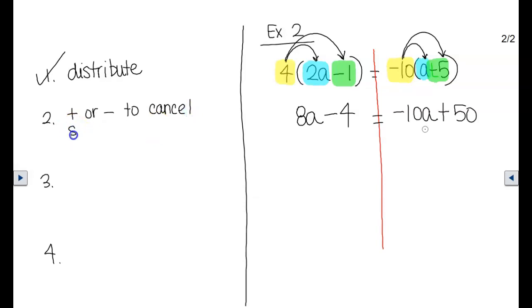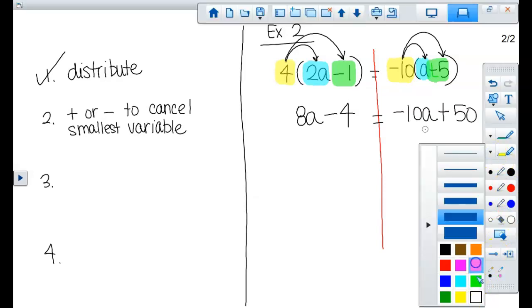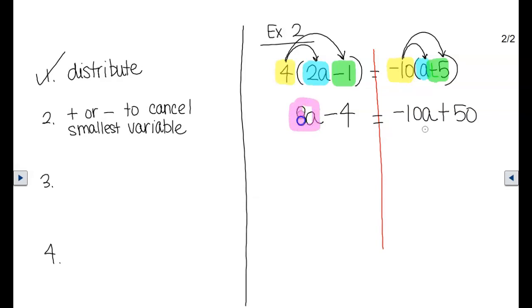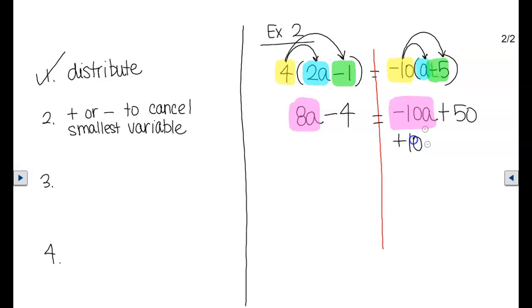to cancel the smallest variable. Add or subtract to cancel the smallest variable. Well, what are my variables? My variables are 8a on this side and negative 10a on this side. Who is smaller, 8 or negative 10? Well, the answer, of course, is negative 10. And since I see minus 10a, I'm going to do the opposite and do plus 10a to cancel him out.